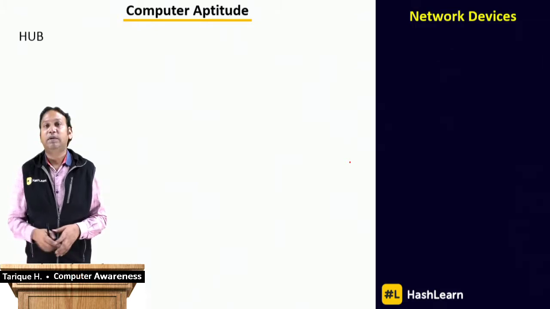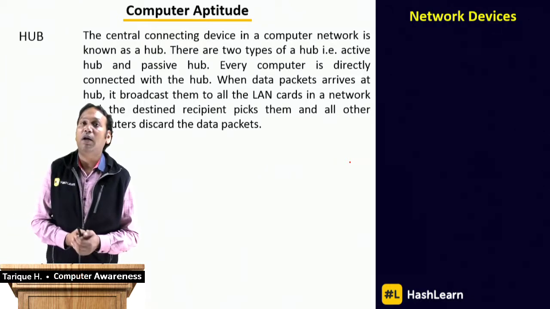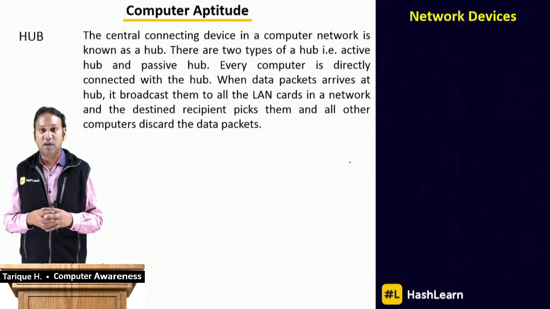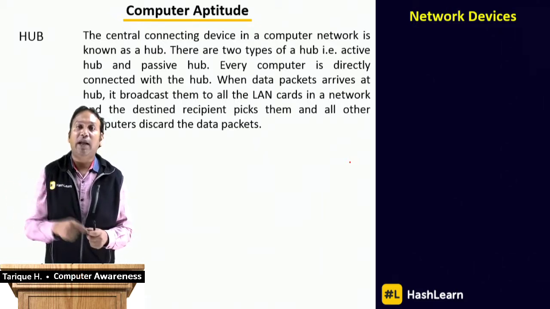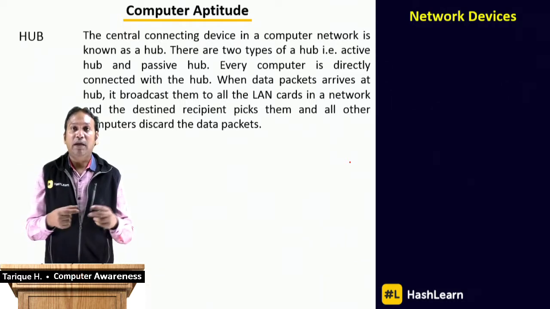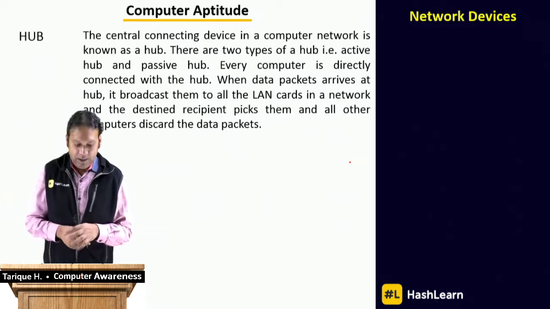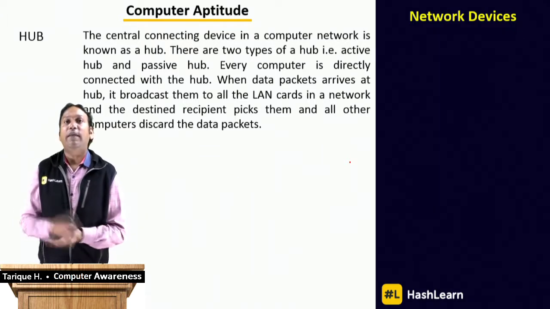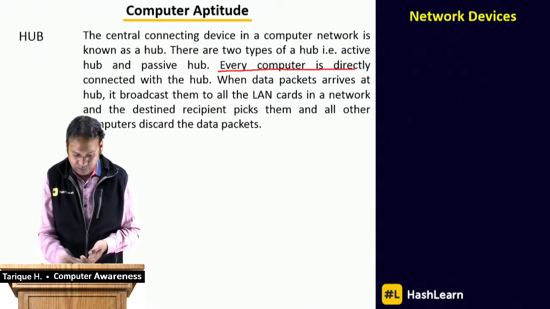Next is your hub. The central connecting device in a computer network is called a hub. Suppose there are 10 computers in a small office, and all of these computers are connected to a hub. A LAN cable goes from each computer into the hub. It is through this hub that computer number 1 is able to communicate with computer number 2. The hub will store the address of all the computers, and when we want to access any computer, we access it through the hub. So every computer is directly connected with a hub.